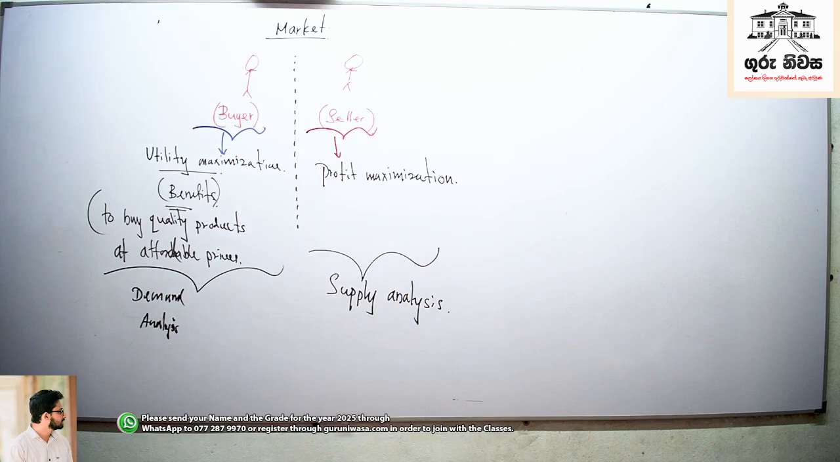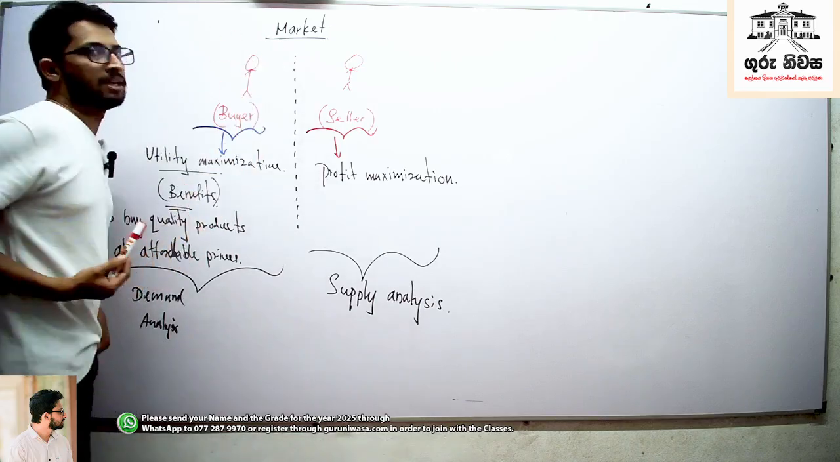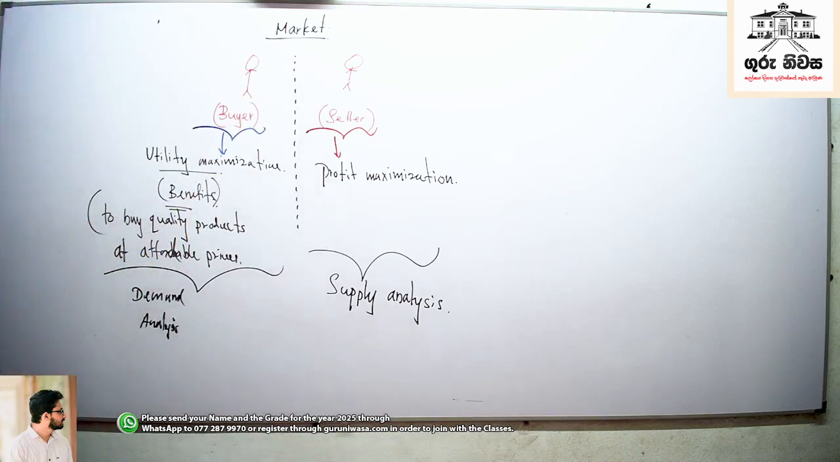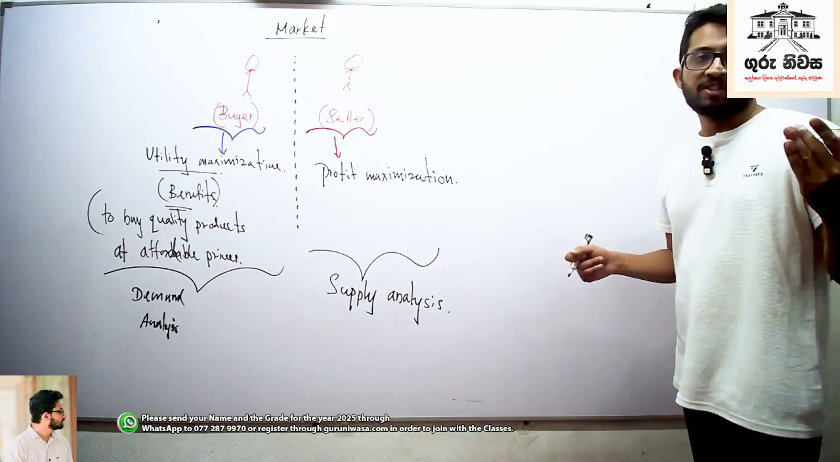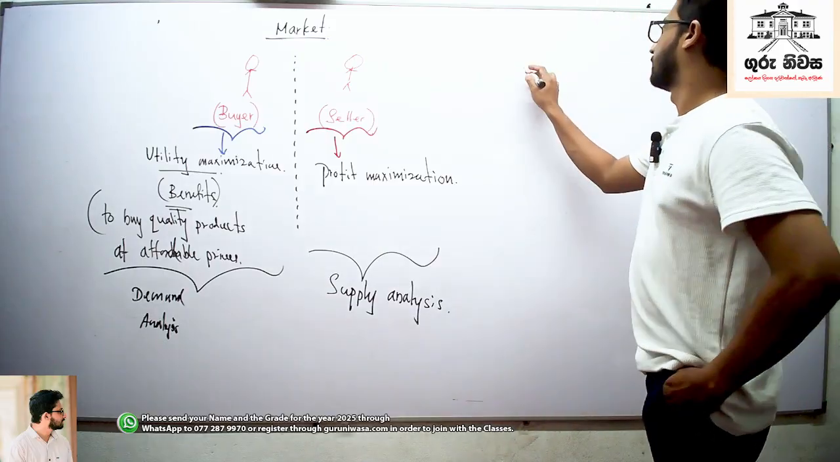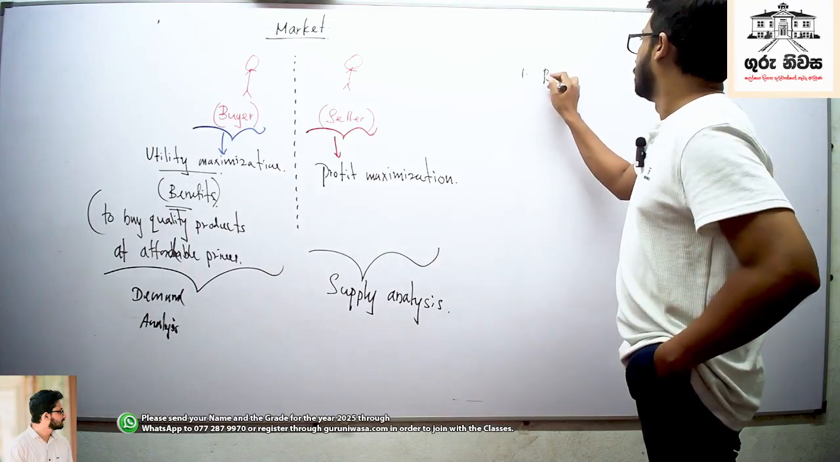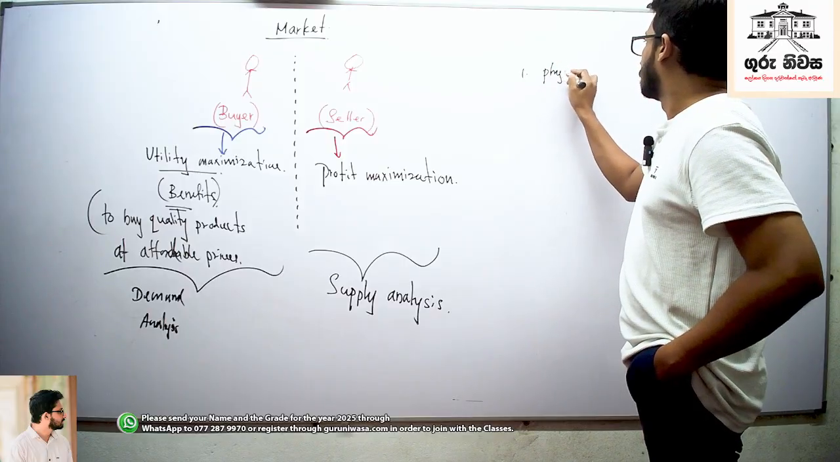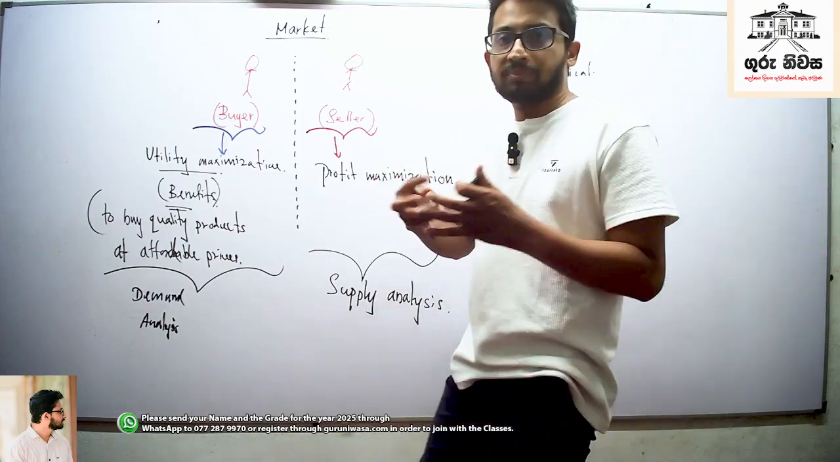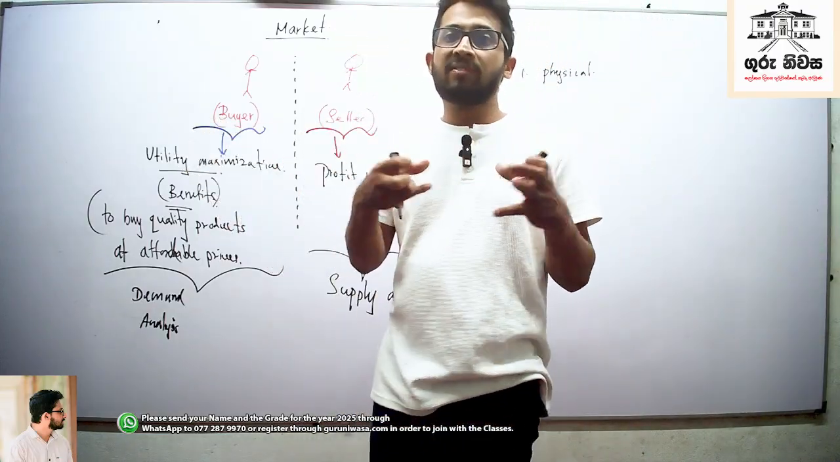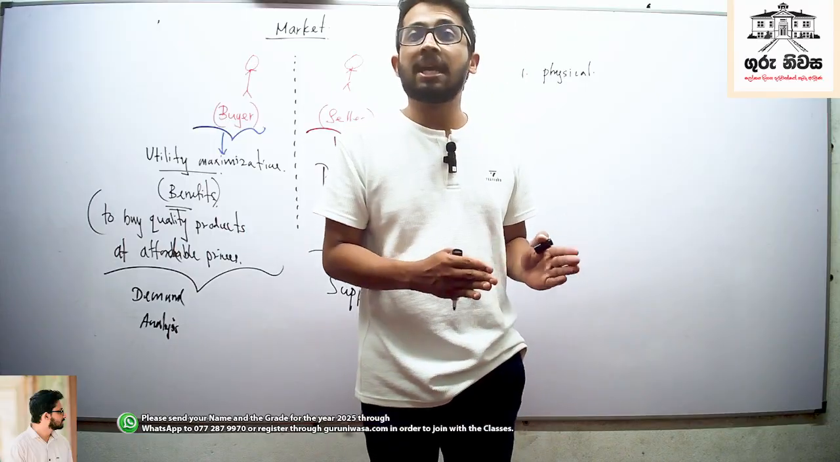My next point is, remember, the common definition for market is any place where buyers and sellers meet together. It can be either a physical place or a virtual place. For example, if you go to a supermarket, buyers and sellers can meet together physically at a physical place.